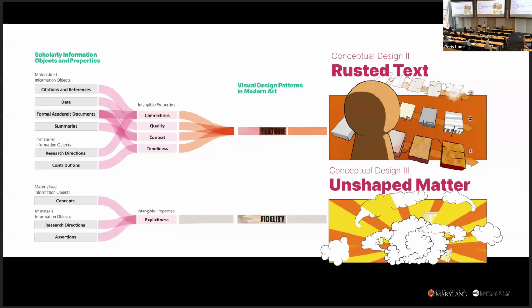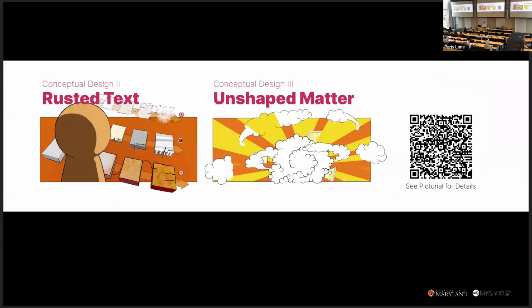Besides the City of Information, we generated another 2 conceptual designs using our toolkit. For details about Rusty Text and Unshaped Matter, you can scan this QR code to access our pictorial or talk with me at our poster session.